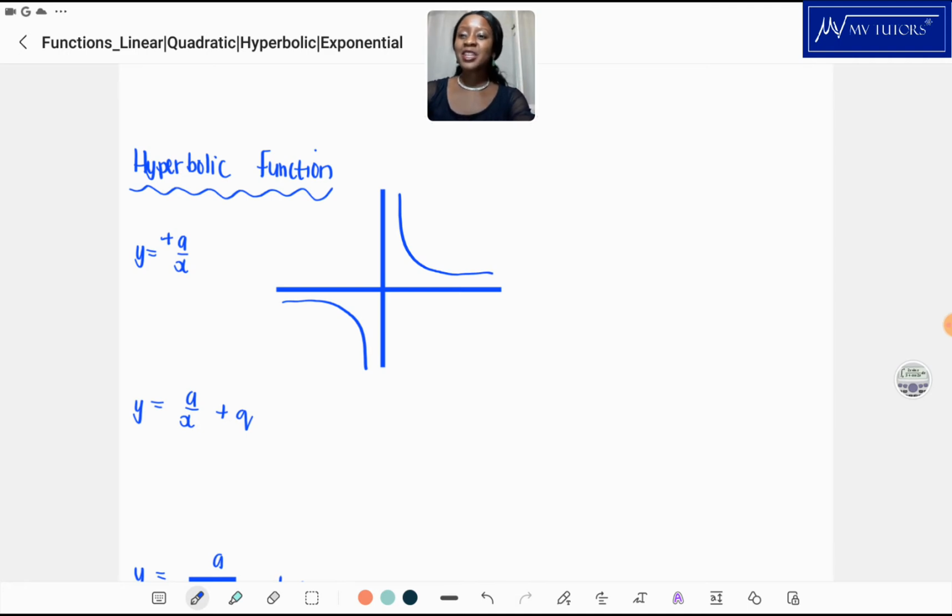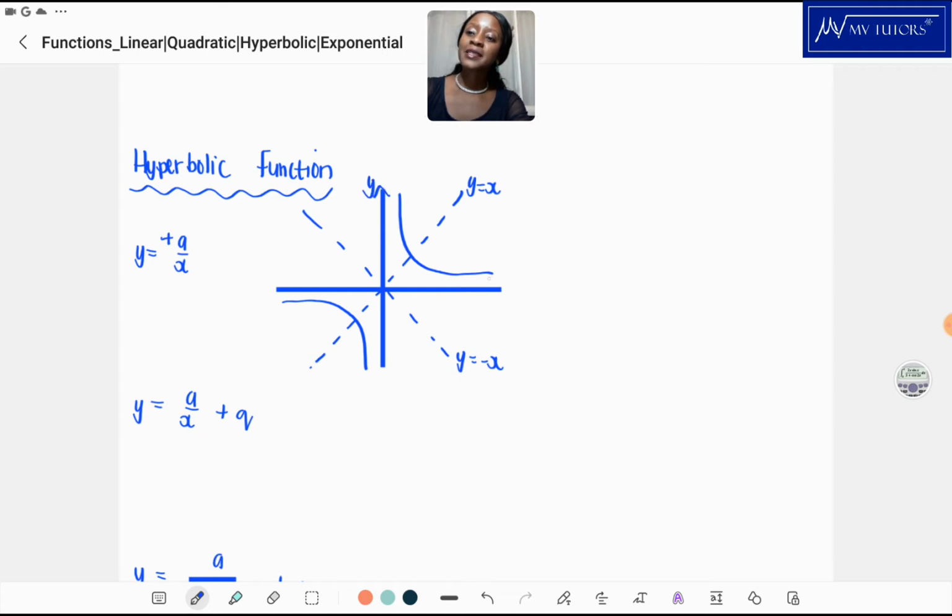And then you would have your axes of symmetry. You have two of them actually. You have this axis of symmetry where y is equal to x, and that axis of symmetry where y is equal to negative x. And then you have what we call asymptotes. So what are asymptotes in this case?